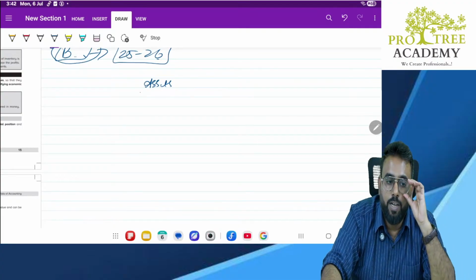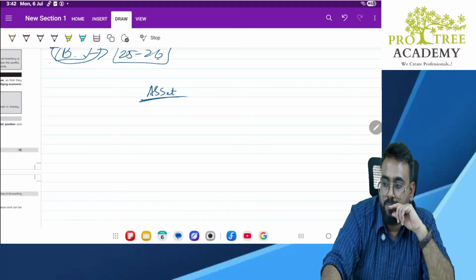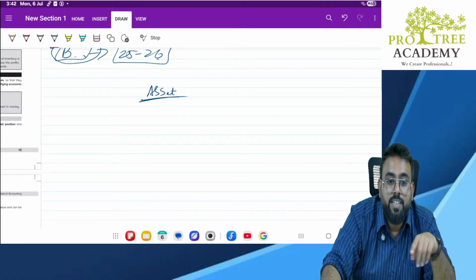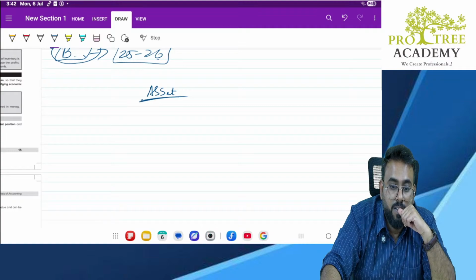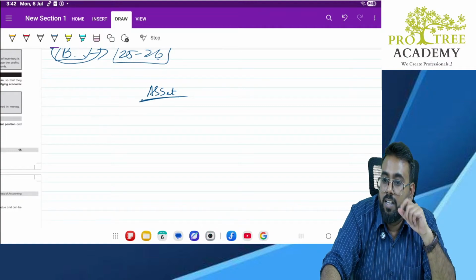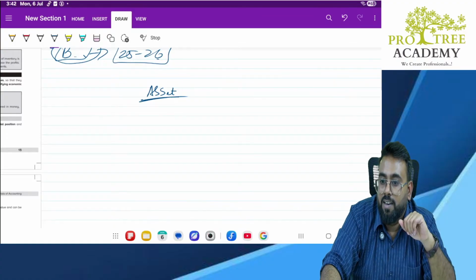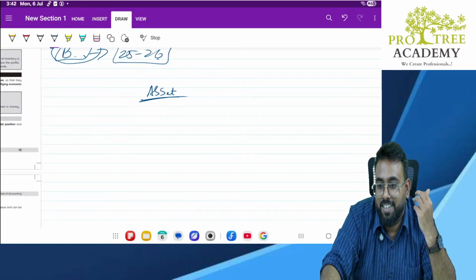Can anybody tell me what is asset? Plant and machinery is an asset, sir. Computer is an asset, sir. Those are examples of asset. Yeah, right. So plant and machinery is an example. Laptop is an example. I am asking what is asset. Define asset.